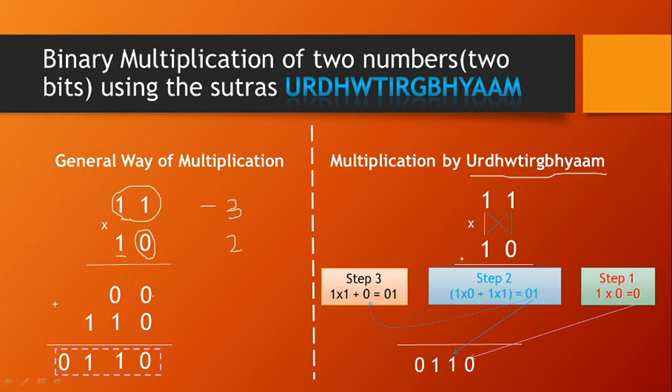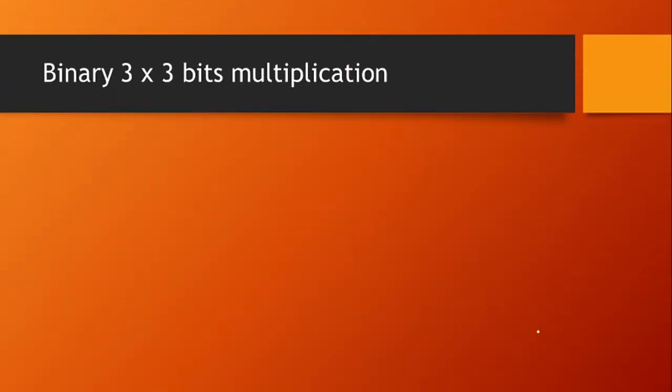So we got 11 into 10, that is 3 into 2, which becomes 6. Whether it is the binary of 6 or not, we can check here. 0 multiplied by 2 to the power 0 is 0, plus 1 into 2 to the power 1, that is 2, and 1 into 2 to the power 2, that is 4. So 4 plus 2 is 6. So it's okay.